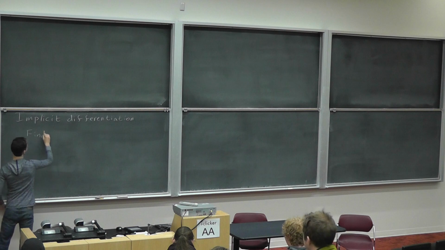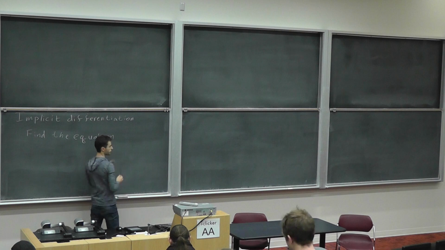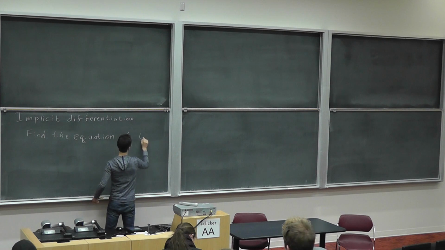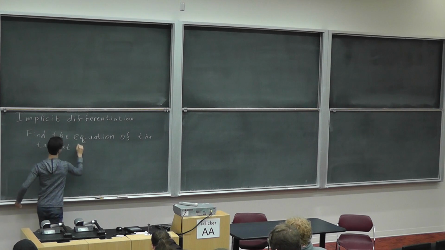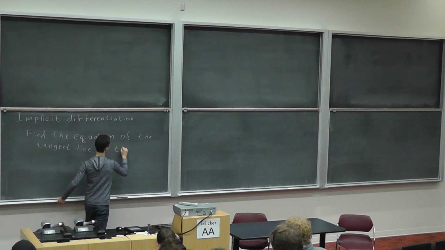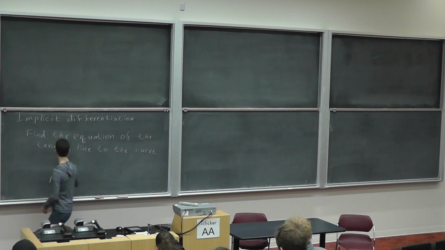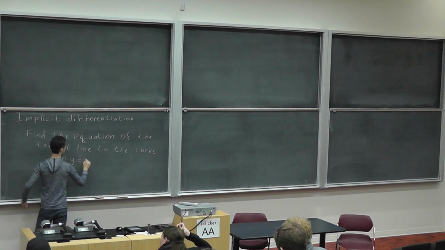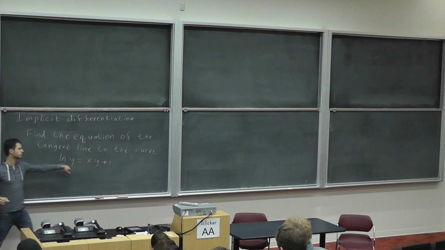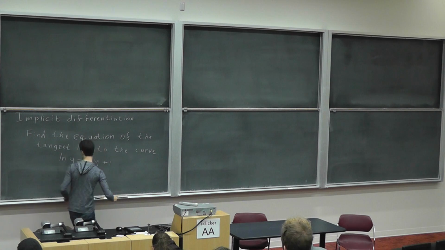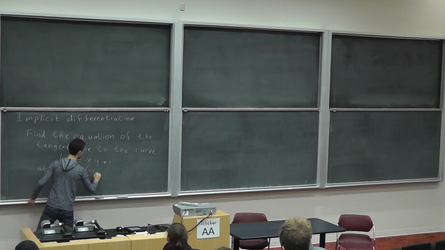Find the equation, or maybe the slope of the tangent line to the curve given by such an equation, ln of y is equal to x times y plus 1, at the point (-1, 1).